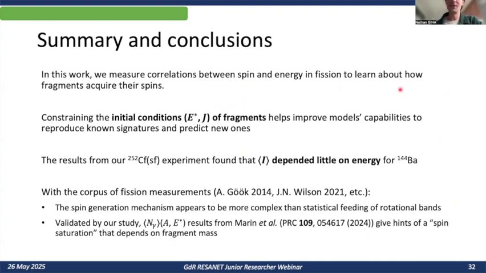We looked at these correlations between spin and energy to try and learn how fragments acquire their spins. In the end, we found that the fragment spin for barium-144 anyway depended pretty little on energy. And if we put this in context with a couple other fission measurements, it seems like the spin generation mechanism, which is often adopted in more phenomenological models of fission, appears to be more complex than that.